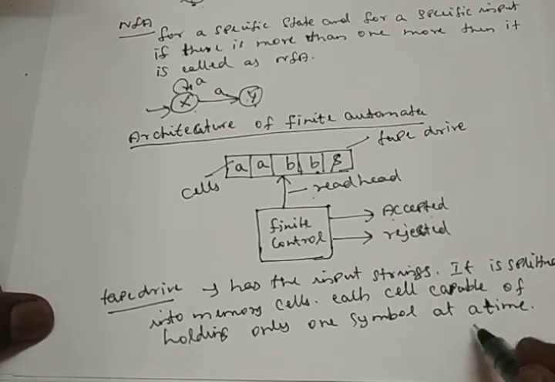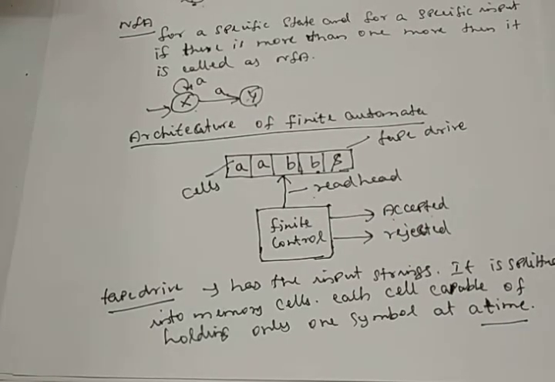Each cell is capable of holding only one symbol at a time. So this is called the tape drive. All the input strings are fed inside this tape drive.